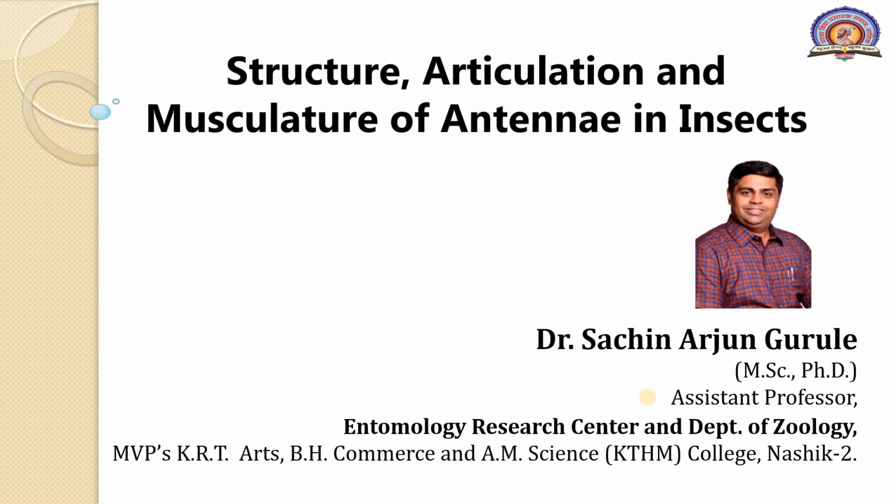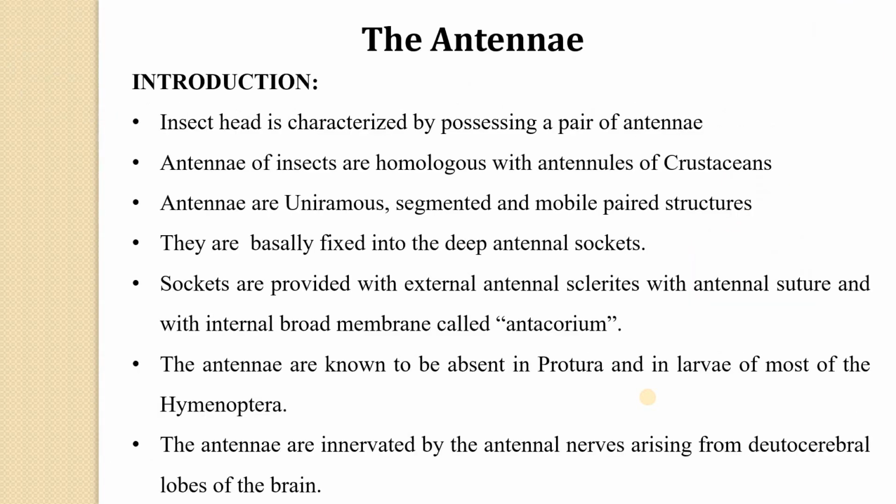So let's see the antennae of a generalized insect. The insect head is characterized by possessing a single pair of antennae. They are actually the paired appendages of the second pre-oral segment, so called the antennal segment, according to the classical theory of head segmentation that we have learned already.